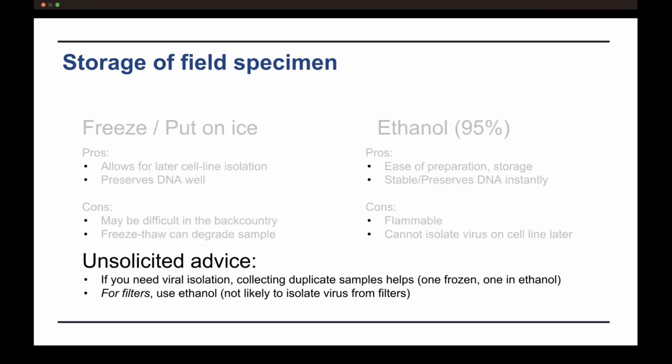Some unsolicited advice in working with collaborators: if genomics is necessary and we need to isolate the virus on cell line, I often suggest, if possible, collecting duplicate samples in the field. So let's say you're doing a tail clip. You might split that tail clip in half and freeze one and put one in ethanol, where I could test the one that was stored in ethanol to see if the virus is there at all. And if it is there, then I can go back to the frozen sample that's paired with that ethanol-based sample and try to isolate the virus and grow it for genomics.